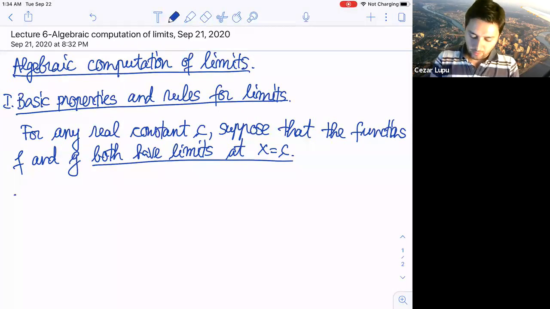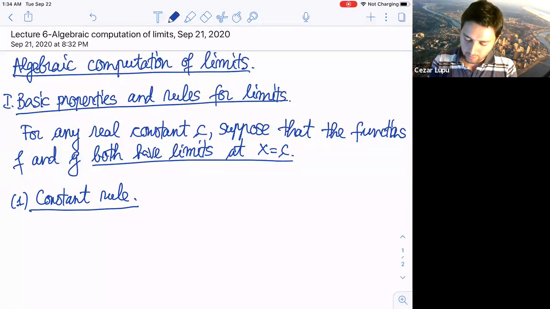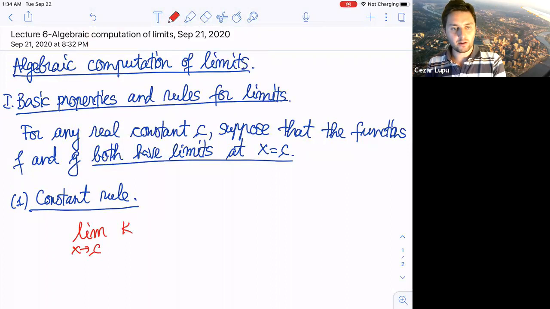Okay, now the first thing we are going to talk about will be what we call the constant rule. In this case, we would like to see what happens to the limit when we deal with a constant. And in fact, we'll have the following. This will be the limit as x approaches this constant C of, let's say, k. As you can see, I have a constant here. This is nothing else than just k. As you can see, the quantity inside the limit has nothing to do with x. So it's just a constant. So the limit will be a constant. And this is for any constant.